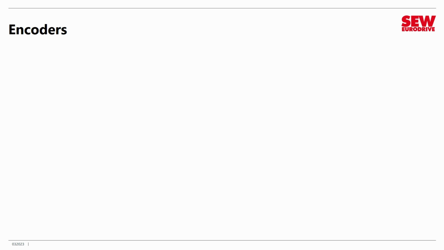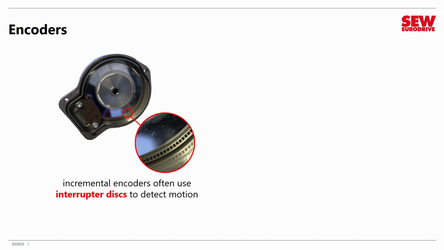Before we do that, I want to review encoders, so I'm sure you understand how they work. The incremental encoder is very popular. It's a common motor encoder that goes on the back of the motor. They're relatively inexpensive as encoders go. The way they work is they use what's called an interrupter disk to detect motion. And you can see one that I've opened up and photographed.